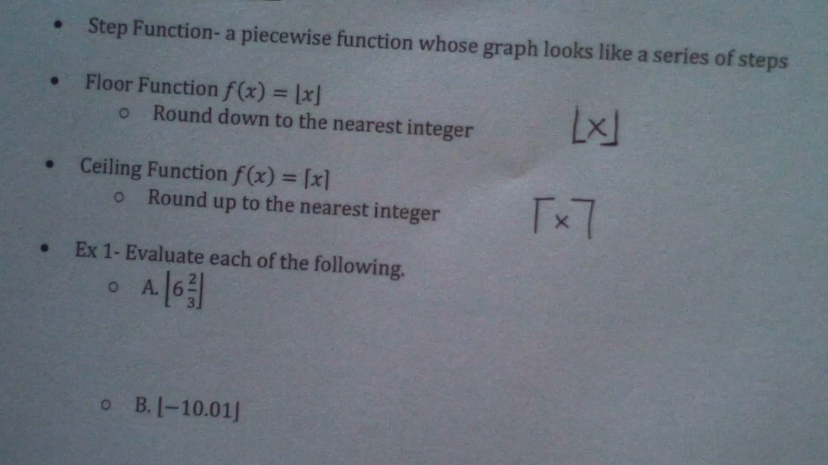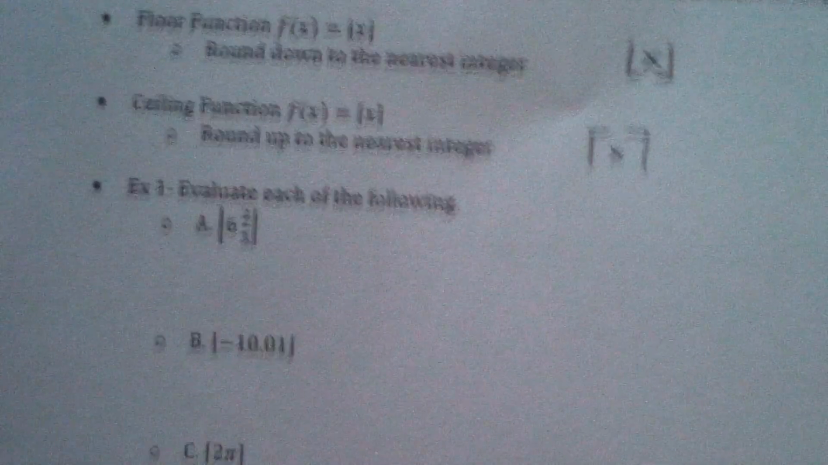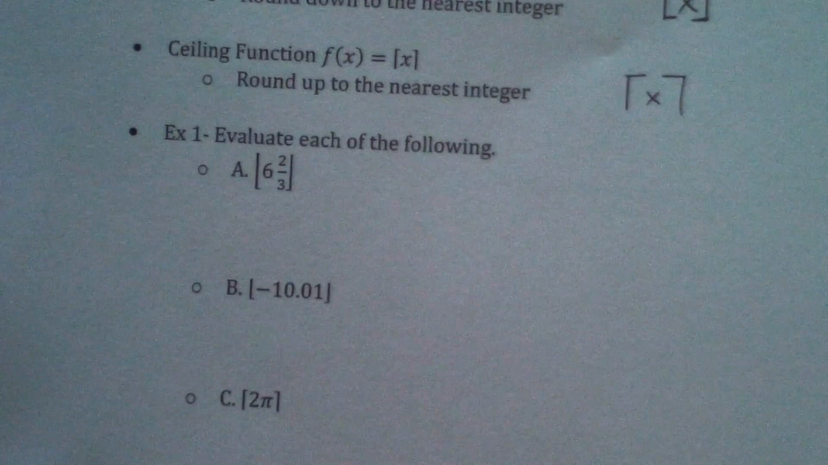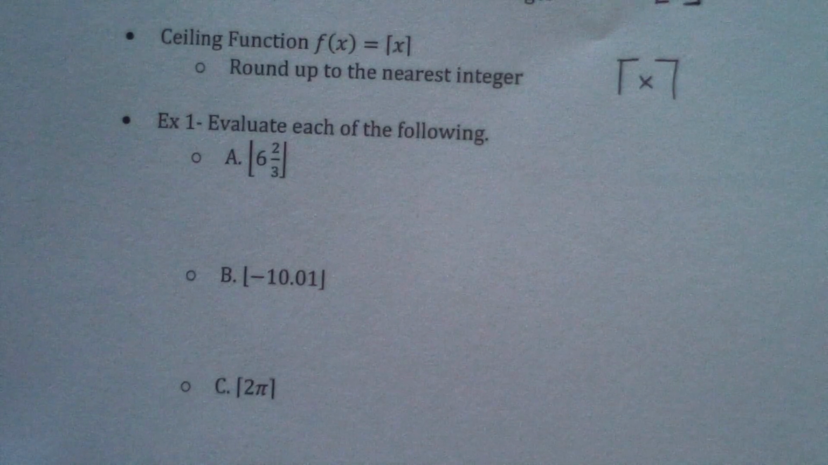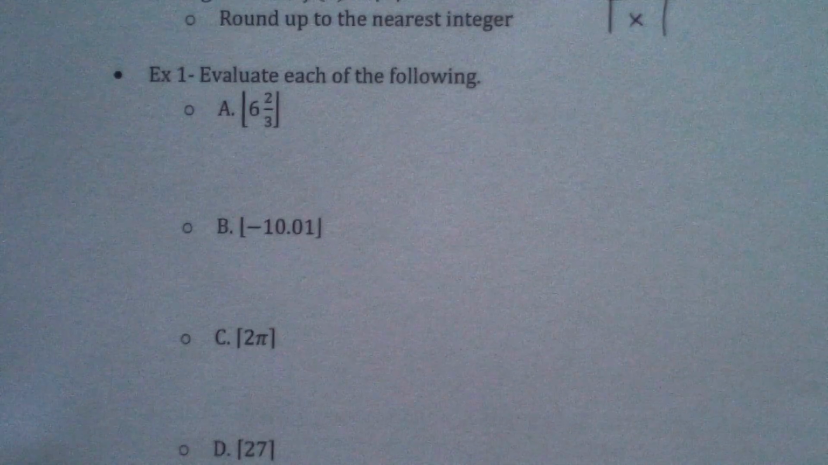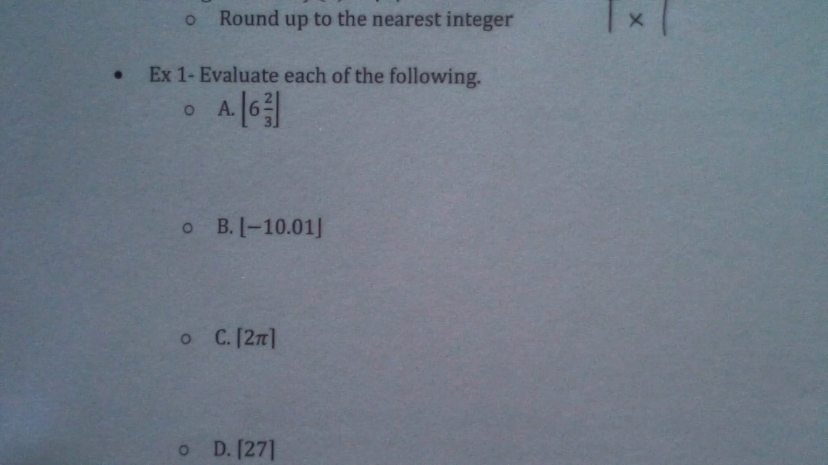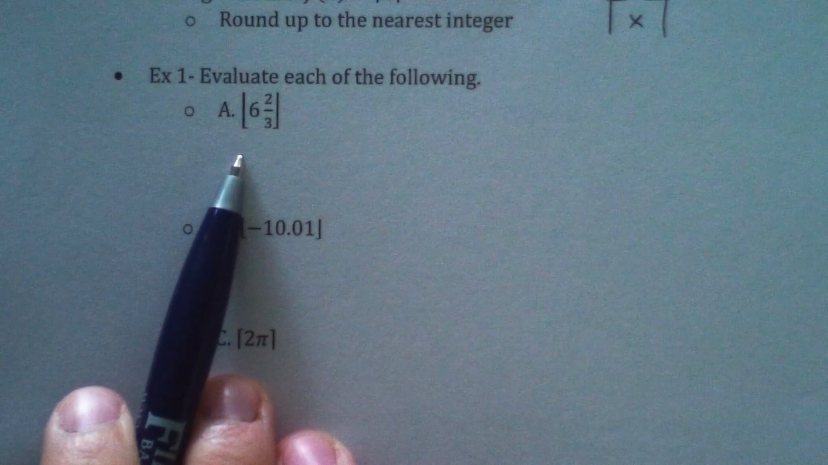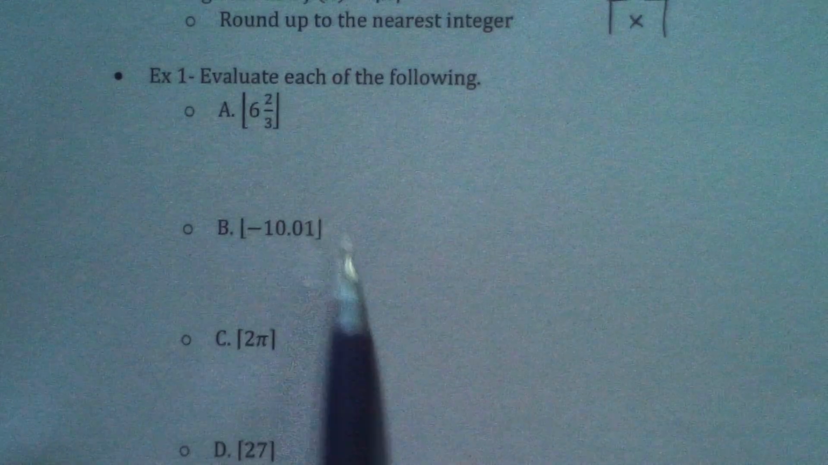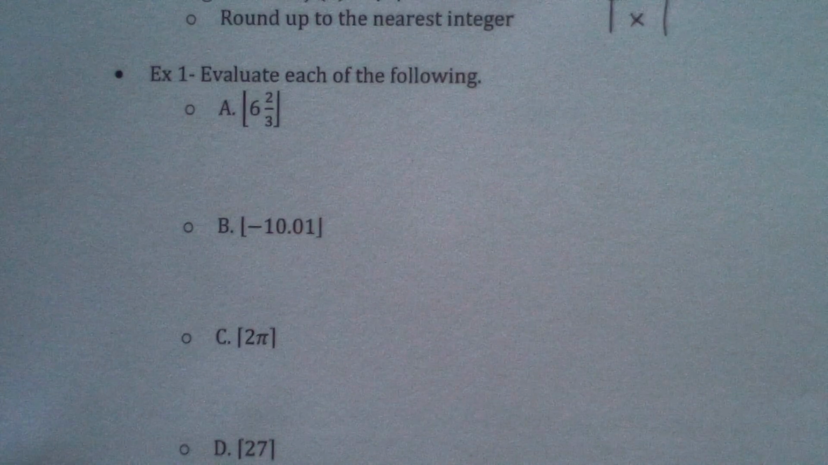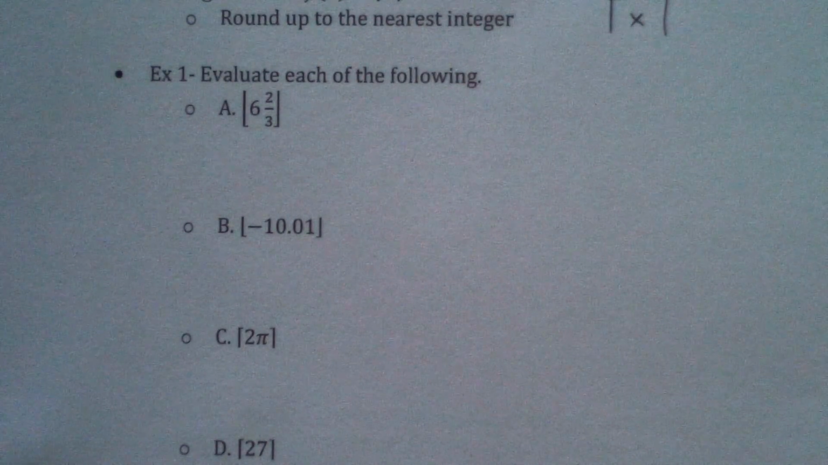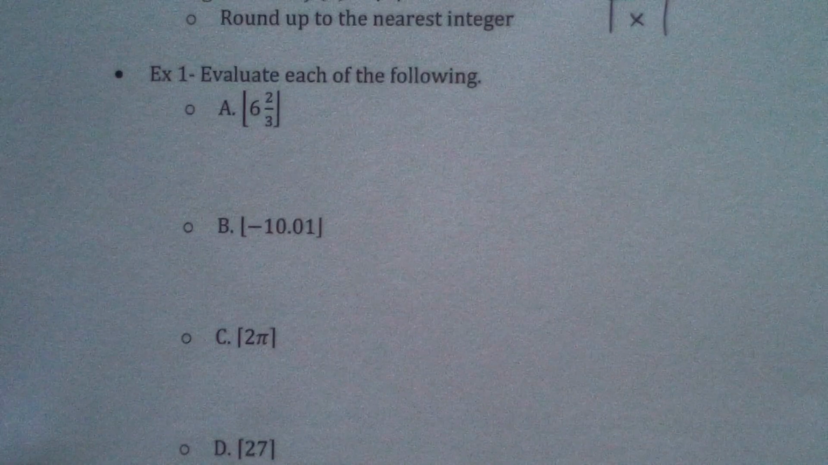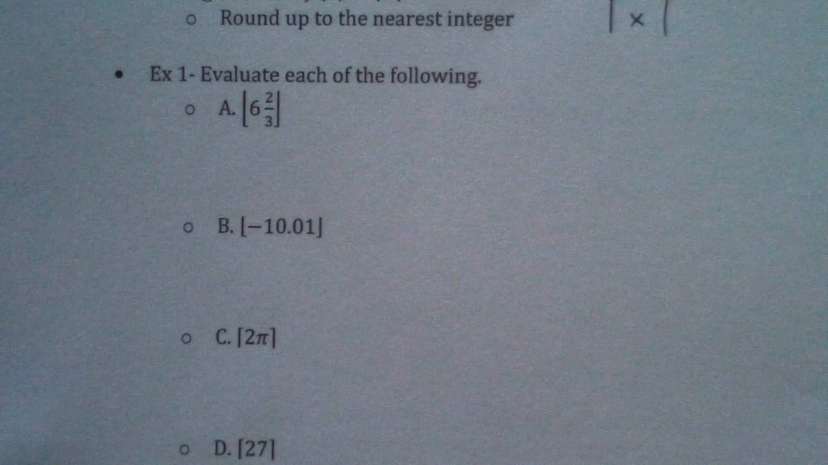Okay, so for the first one here, they just want us to evaluate each of these, okay? This first one is a floor function because the lines are underneath, so the floor function means we're rounding down to the nearest integer. So if that's 6 2/3 and we have to round that down, what's it going to round down to? Just an even 6. So that would be 6. Next one here, same thing, we want to round down. Be careful because it's a negative.